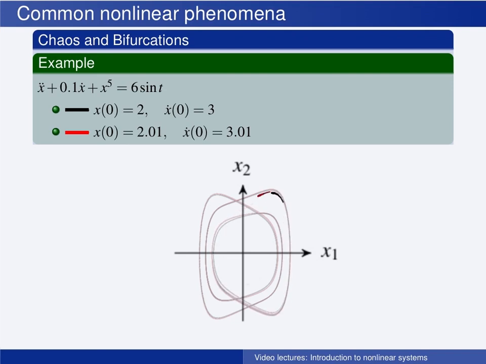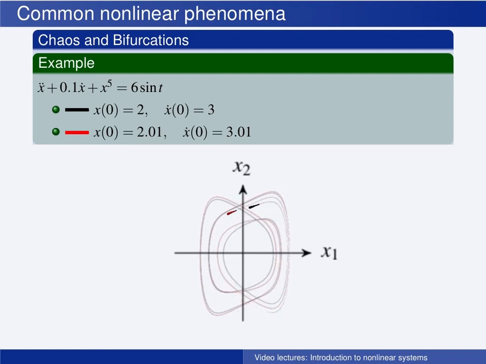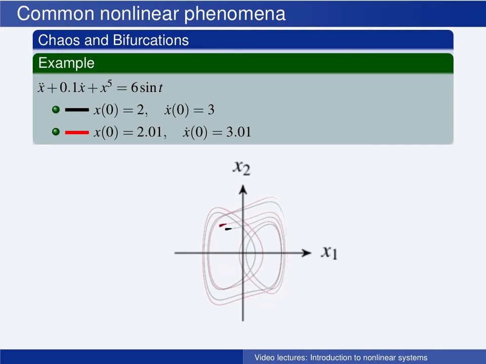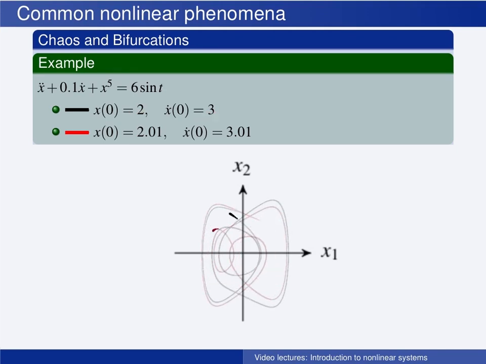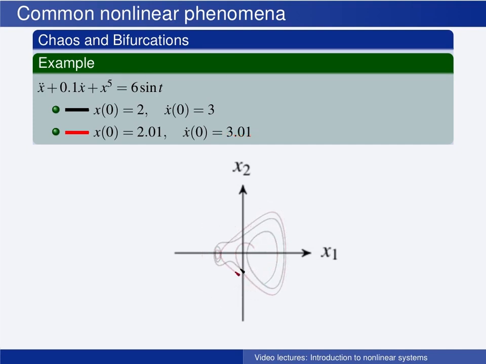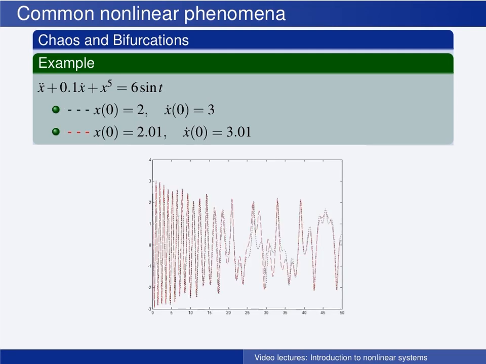We can simulate the system with almost similar initial conditions. In the first case, which is shown in black here, the initial value of x is 2 and x dot is 3. While in the second case, which is shown in red, the initial values are slightly increased to 2.01 for x and 3.01 for x dot. And even if the initial values are almost the same, we see that the behavior here is quite different in the two cases. This was a very simple differential equation, and still it displayed chaos behavior.